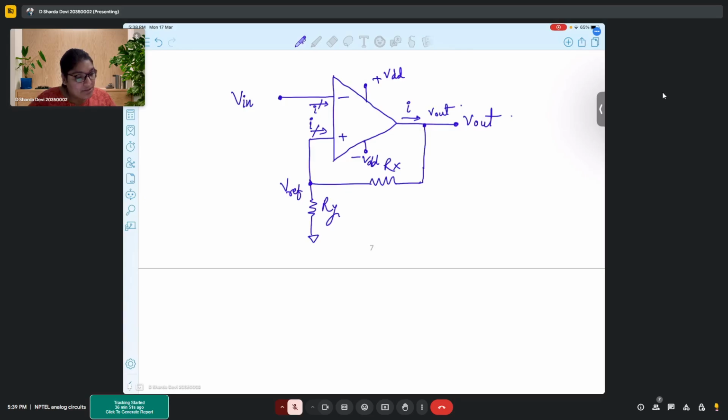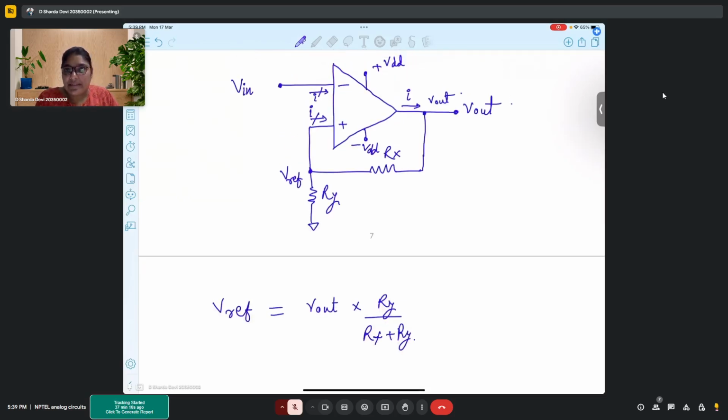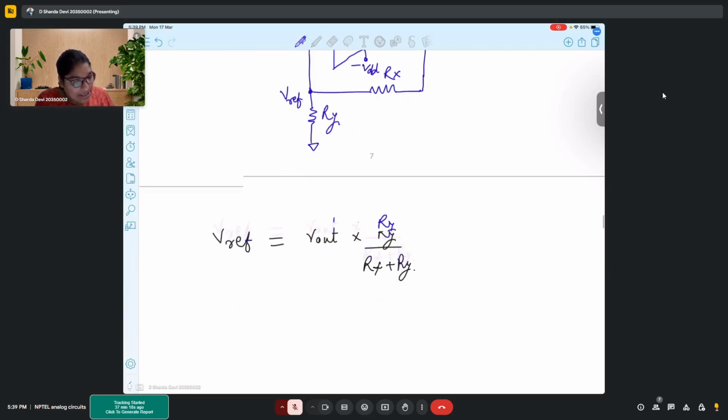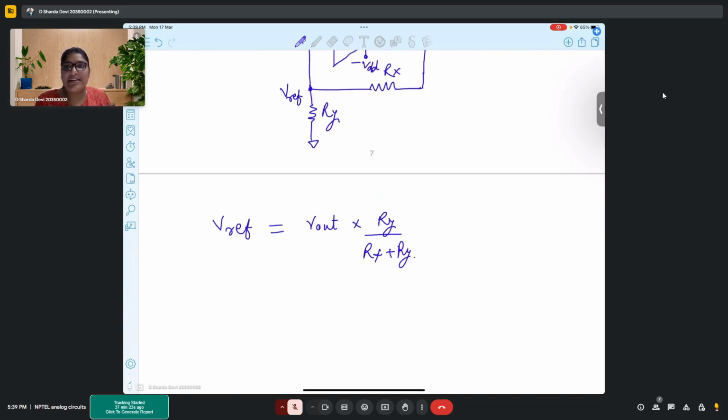So what will be the value of Vref? Vref will be governed by this potential divider of Rx and Ry. Vref is nothing but V out times Ry upon Rx plus Ry. Since this is a comparator, we already know that output would be either plus VDD or minus VDD, correct? So depending on that, V reference will also have two values. One is a higher value, another is a lower value.